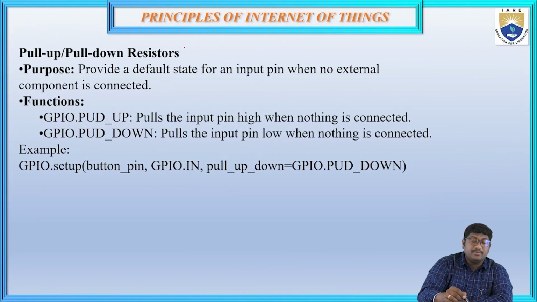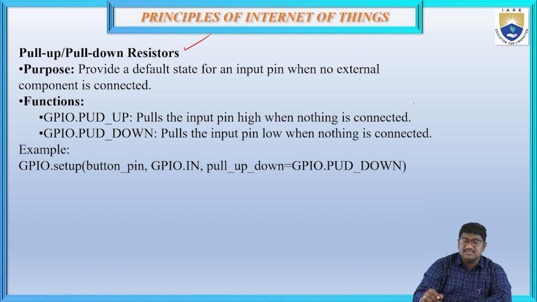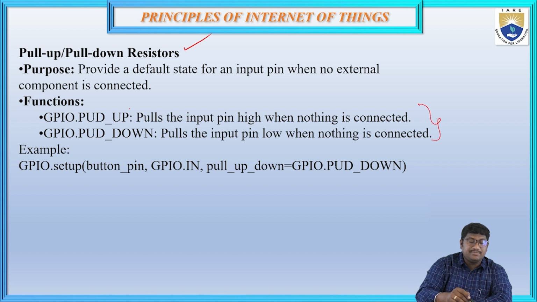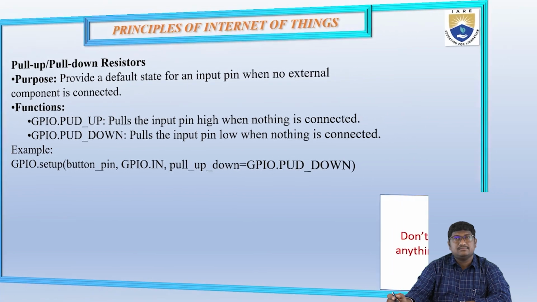And coming to pull up and pull down resistors. What was the purpose of pulling up or pulling down the resistors? We need to provide a default state for an input pin when no external component is connected, guys. These are the two functions where the input is high when nothing is connected and where the input is low when nothing is connected. Both factors are considered. GPIO PUD up, GPIO PUD down, which is pull up, pull down. Got it? This was the example which has to be written in Python.